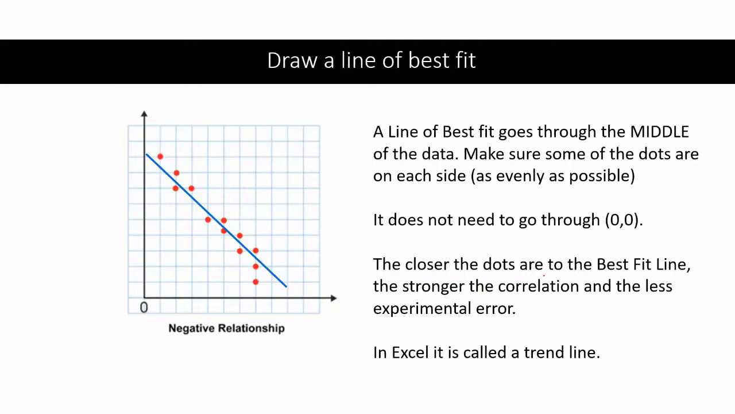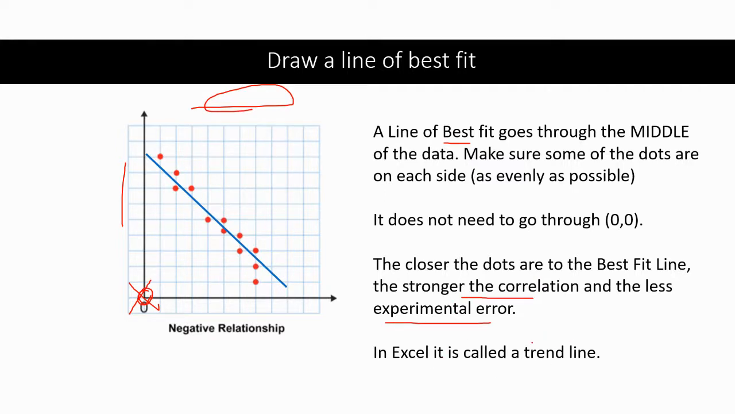Once you've got your dots on your graph and you've got your labels and your title up here, and remember the units, then you'll draw a line of best fit which goes through the middle of the data. Make sure some of the plots are on each side as evenly as possible. It does not need to go through 0, 0. And the closer the dots are to the best fit line, the stronger the correlation and the less experimental error.